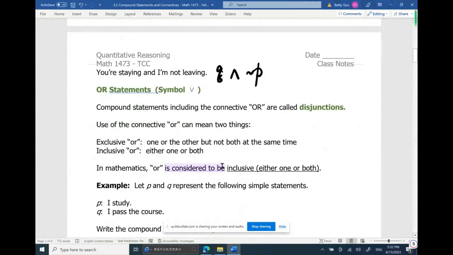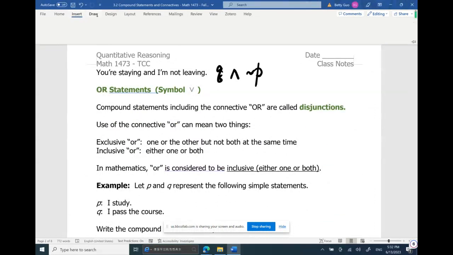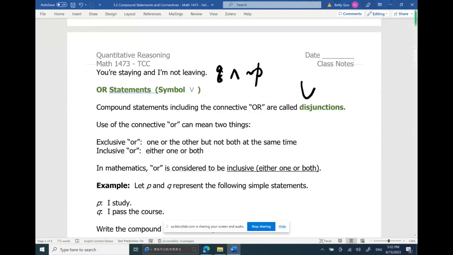The second connective we learn is or. You can remember that with the union notation in set theory. This notation means or in set theory, right? And a right side up V also means or as a logical connective. Compound statements including the connective or are called disjunctions. The or here is inclusive or, the same as what we discussed in set theory.